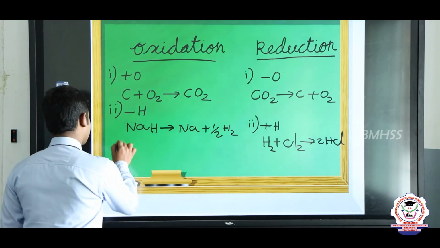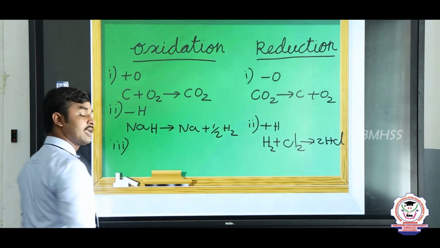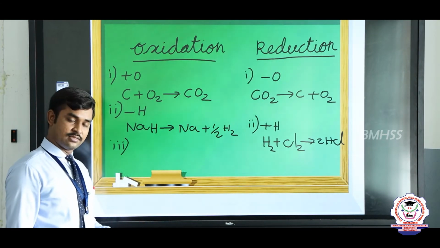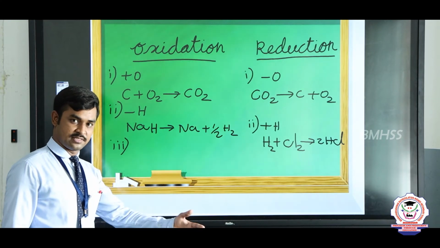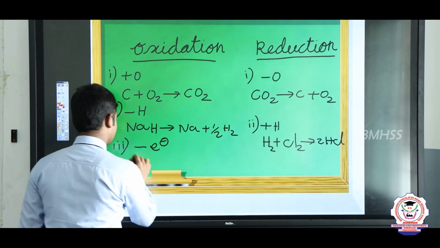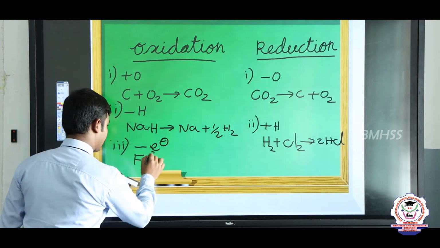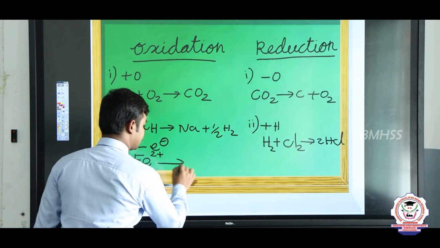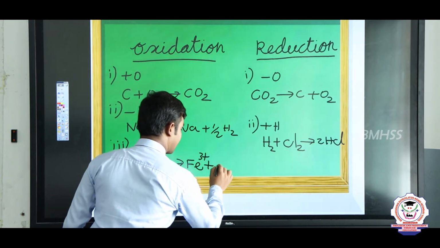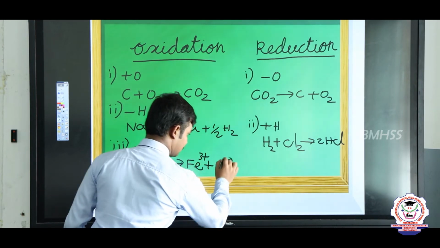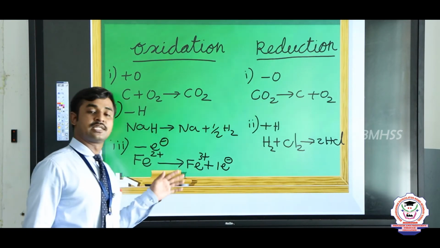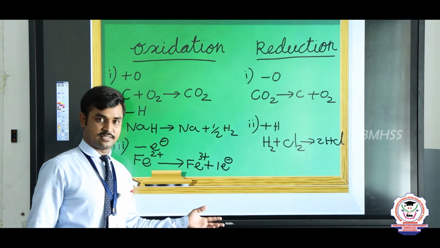And our third concept is the electron method. Addition of electron is reduction and removal of electron is oxidation. Removal of electron. Let us see, when Fe2+ is changed into Fe3+, it removes one electron. So, Fe2+ removes one electron. This reaction is an example of an oxidation reaction.